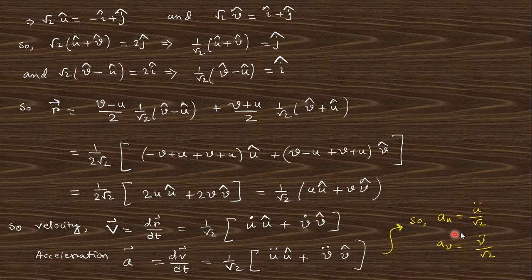So the u component of the acceleration will be u double dot by root 2, and the v component of the acceleration will be v double dot by root 2. Go to the next question.